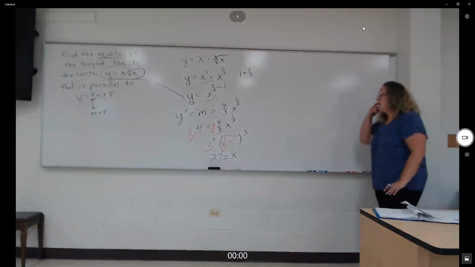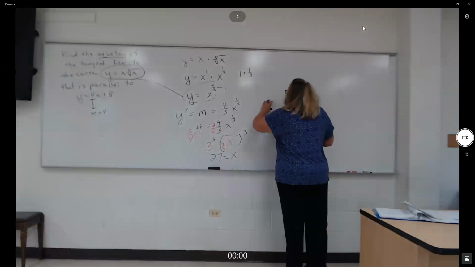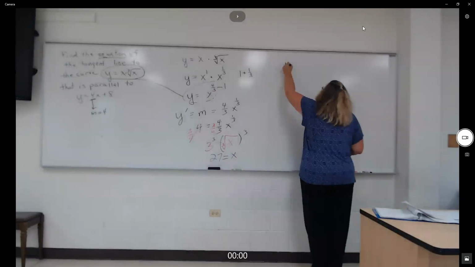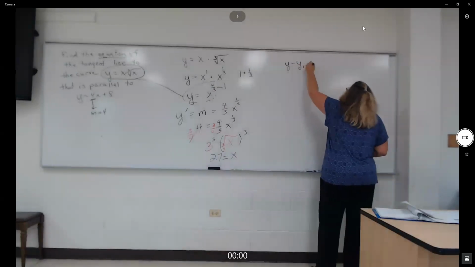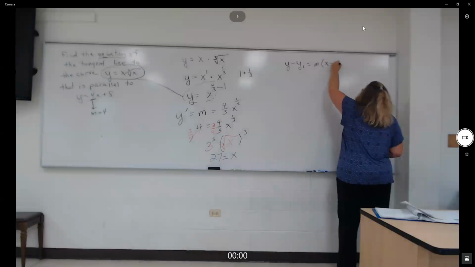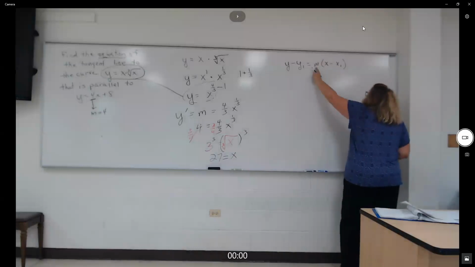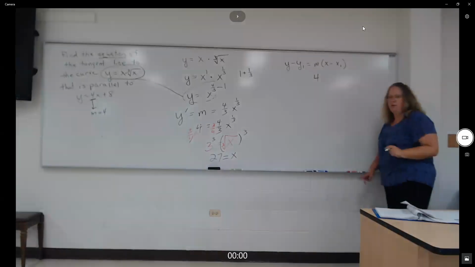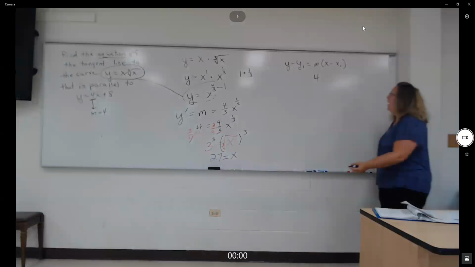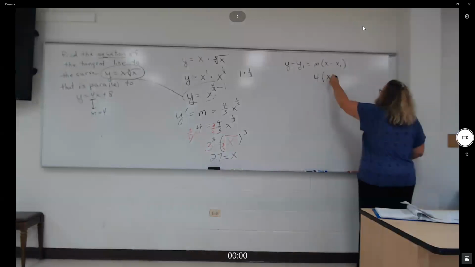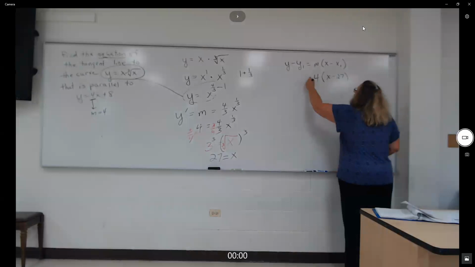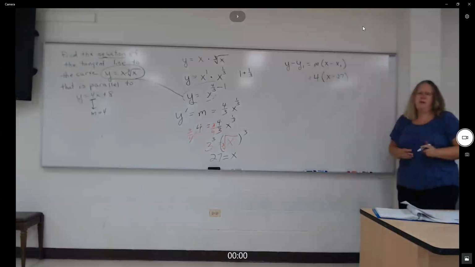Okay, so let's just pause for a second. I'm supposed to write the equation of the line. So I know that I'm going to do y minus y1 equals m times x minus x1. I knew from the beginning this was 4. And I just found my x, so I know it's going to be x minus 27. So I need my y value.